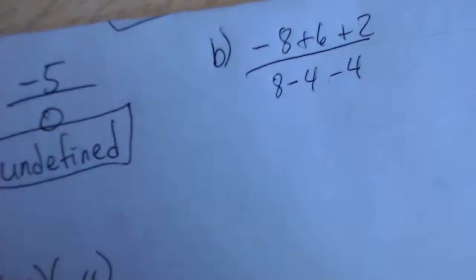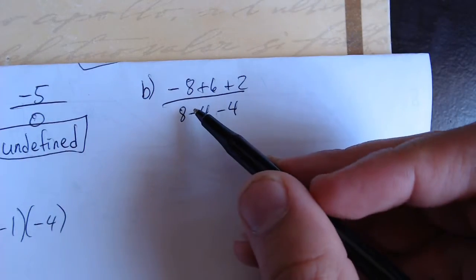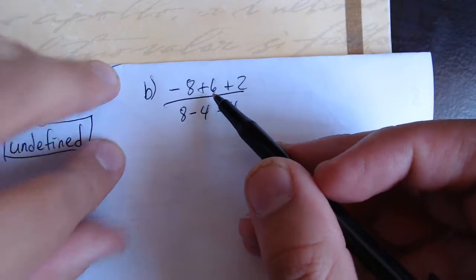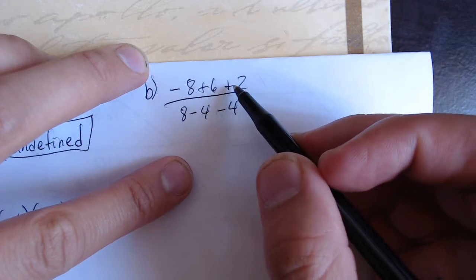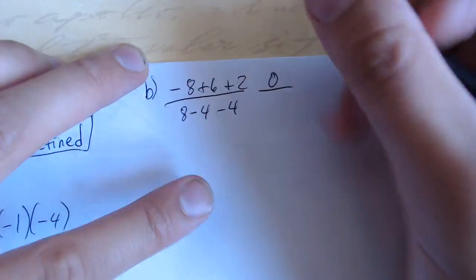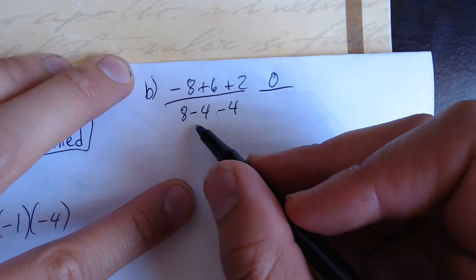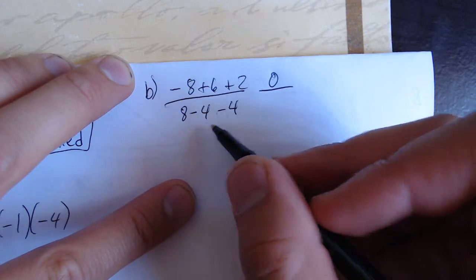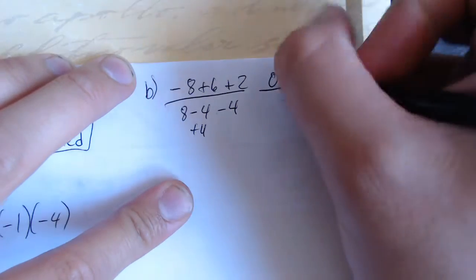Now let's go to B. Simplify the numerator. We have -8 plus +6, which is -2. And then we have -2 plus 2, which is 0. Okay, so we have 0 on the numerator. And then here on the bottom we have +8 plus -4, which is +4. And then +4 plus -4, which equals 0.